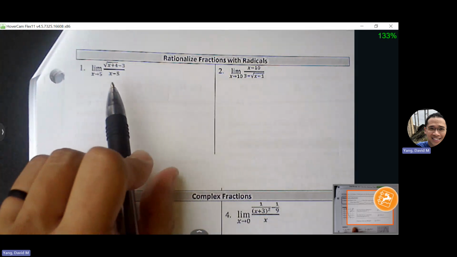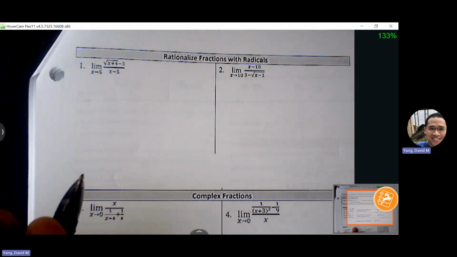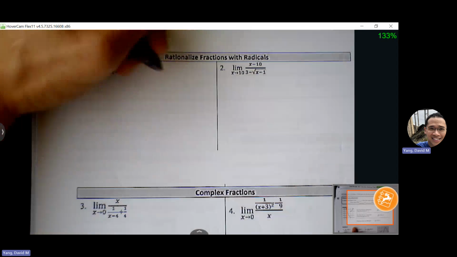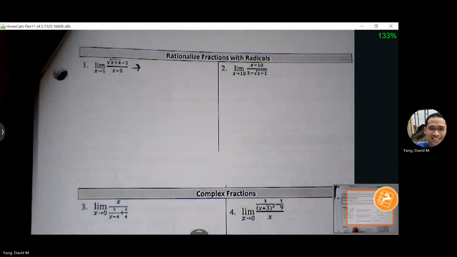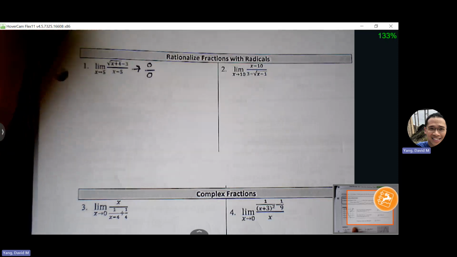But we never want to assume anything. We always want to take the first step. And the first step is always what? Direct substitution. Always plug in that x value. If it's a real number, we always plug in. Okay, what do we get? 0/0. Okay.